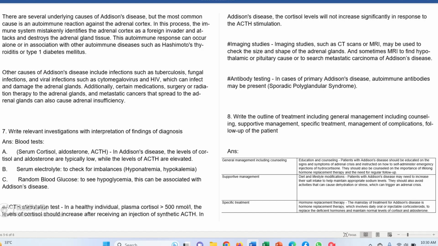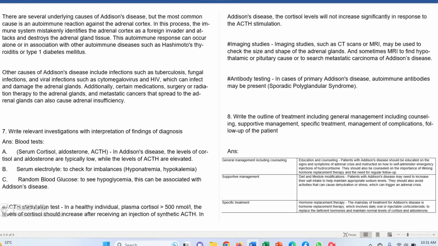There are several underlying causes of Addison disease, but the most common cause is an autoimmune reaction against the adrenal cortex. In this process, the immune system mistakenly identifies the adrenal cortex as a foreign invader and attacks and destroys the adrenal gland tissue. The autoimmune response can occur alone or in association with autoimmune diseases such as Hashimoto's thyroiditis or type 1 diabetes mellitus. Other causes of Addison disease may include infections such as tuberculosis, fungal infection, and viral infections such as cytomegalovirus and HIV, which can infect and damage the adrenal glands.